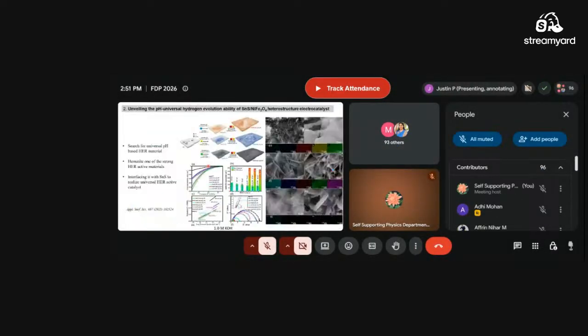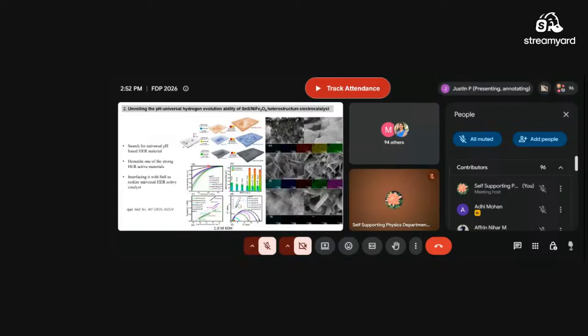In another work, we are not focusing on bifunctional, but we are planning to make one HER material for all pH solutions. Universal pH means we take an acid, which is low pH, neutral 7 pH, and alkaline, as usual, above 7 pH, around 8, 10, 11 pH. In these different pH levels, we want to find a single HER material which can perform well in all three media. For that, we take the help of hematite.